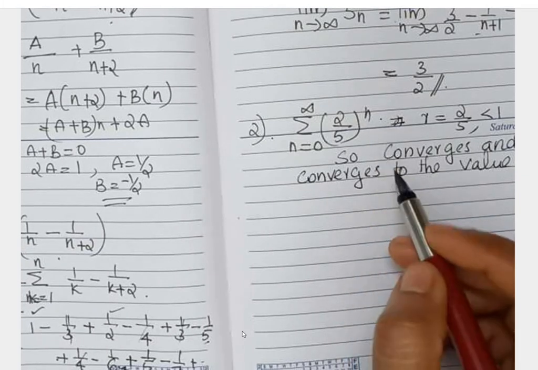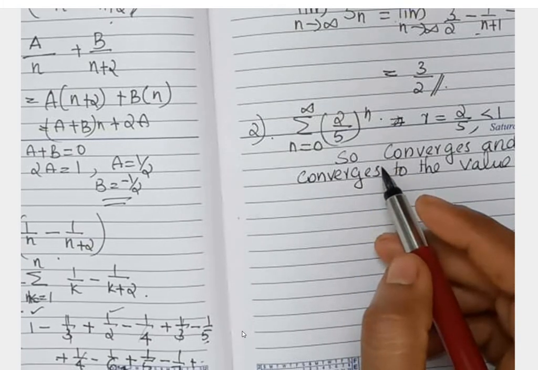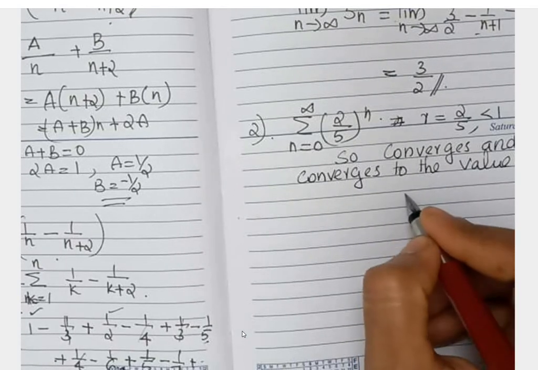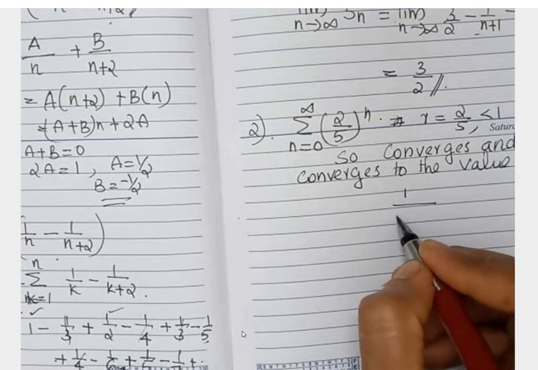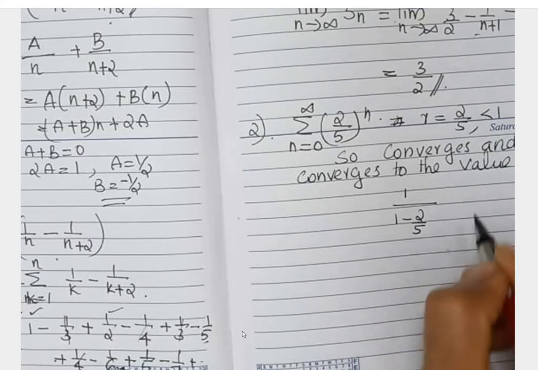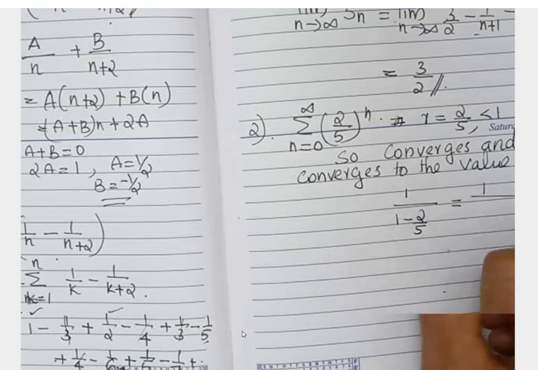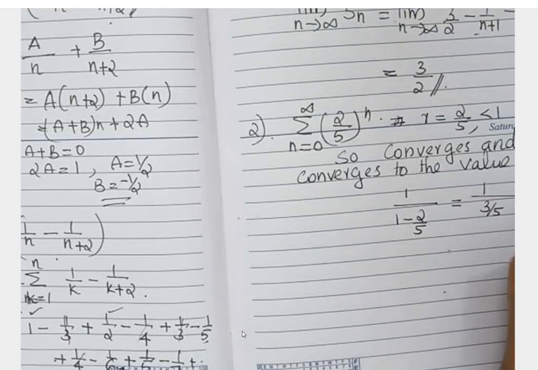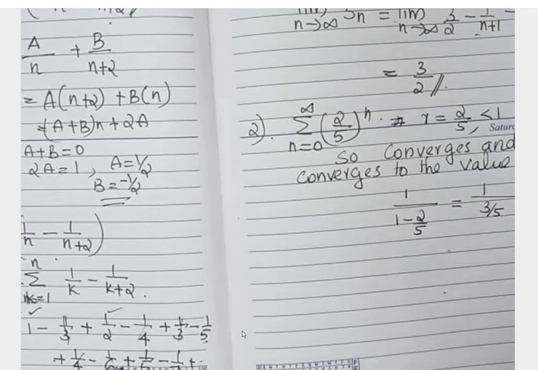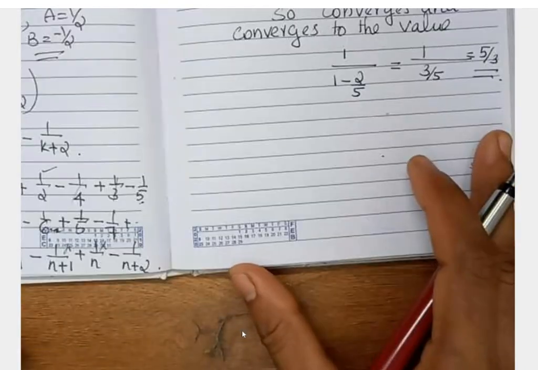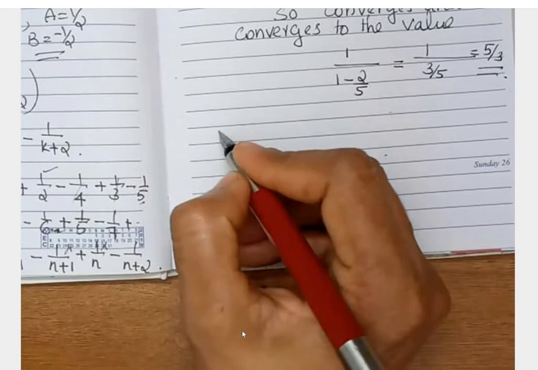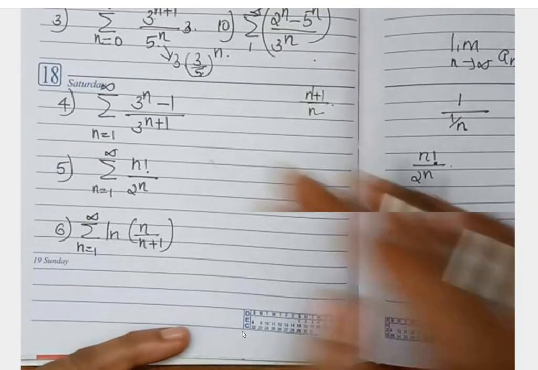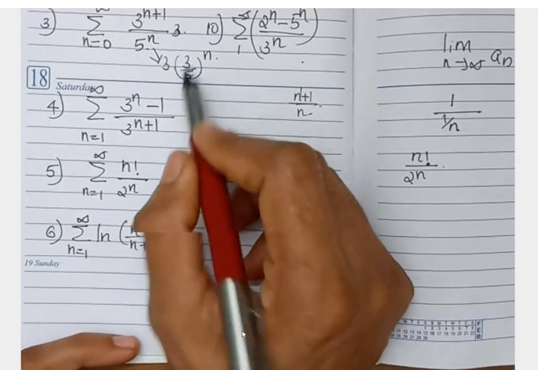Taking this Sn, the first term is 1, so that is 1 divided by 1 minus 2 by 5. That is equal to 1 divided by (5 minus 2) by 5, that is 3 by 5, which equals 5 divided by 3. And the third one is 3 raised to n by 5 raised to n. This type we have to do, right?